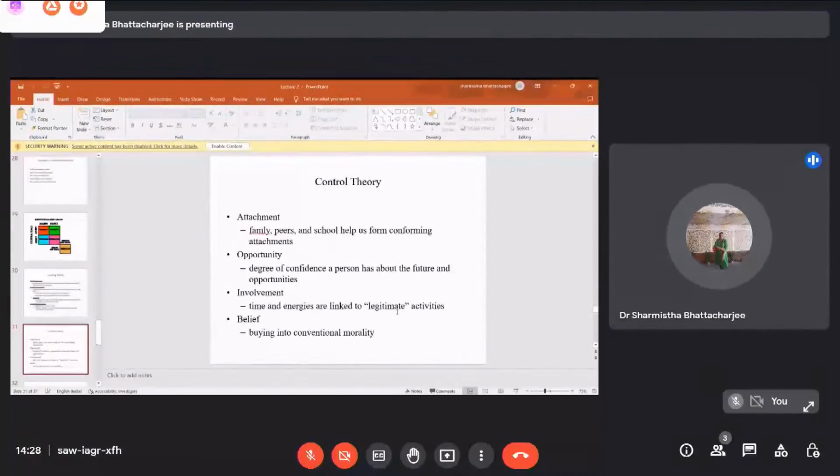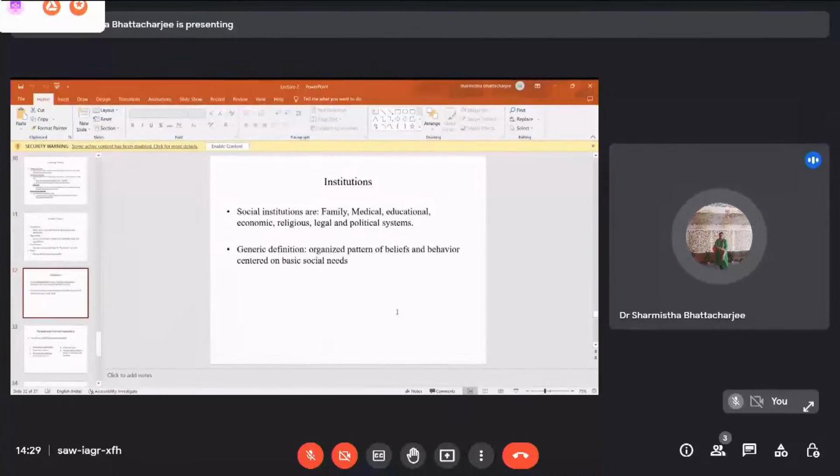There is another theory of deviance, control theory. Attachment: family, peers and school help us in forming attachments. Opportunity: the degree of confidence a person has about the future and opportunities. Involvement: time and energies are linked to legitimate activity. Belief: buying into conventional morality. So this is all about deviance.